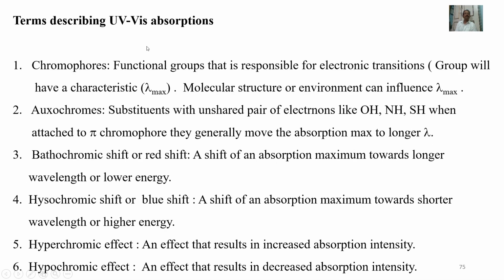Terms describing UV absorptions. Chromophores: functional groups that are responsible for electronic transitions. The group will have a characteristic lambda max. Molecular structure or environment can influence lambda max. Auxochromes: substituents with unshared pairs of electrons like OH, NH, SH, when attached to a pi chromophore, they generally move the absorption max to longer lambda.